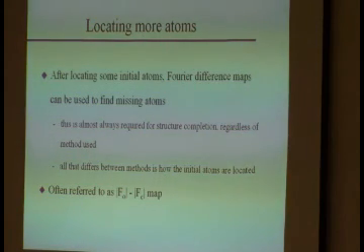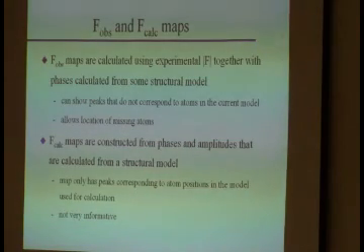It doesn't matter how you find your initial atoms. You will have to do some kind of Fourier difference map in order to find the rest of your structure, okay? The main difference is how do you get that initial atom and how do you get those initial phases. These kinds of maps are often called F-obs minus F-calc maps.